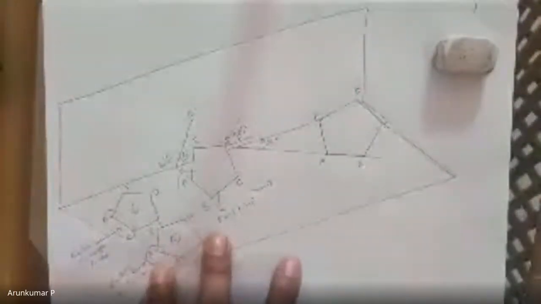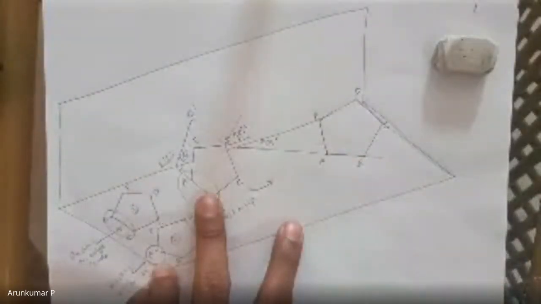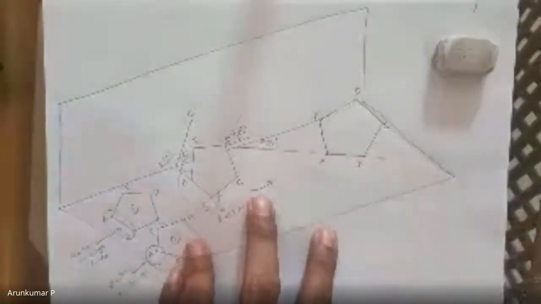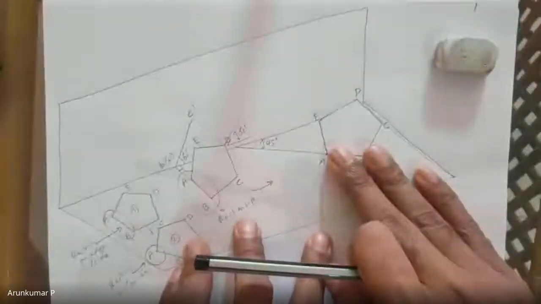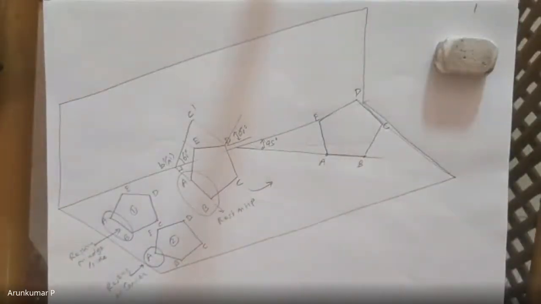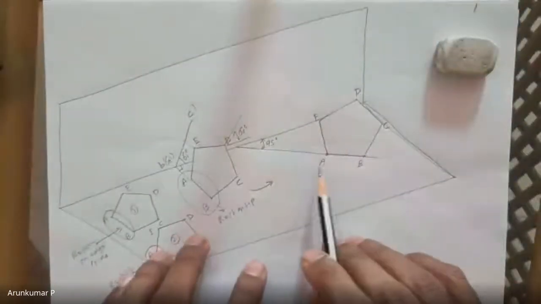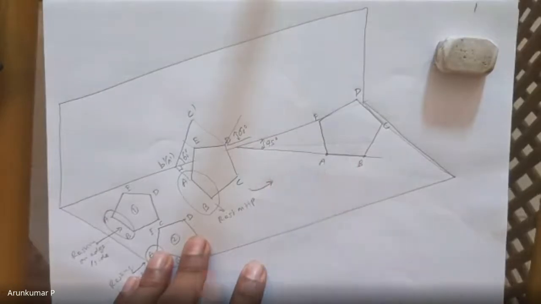A, B, C, D, E. Connectivity. So what you'll find is the edge AB, on which it is resting on HP, is inclined at 45 degrees to VP.